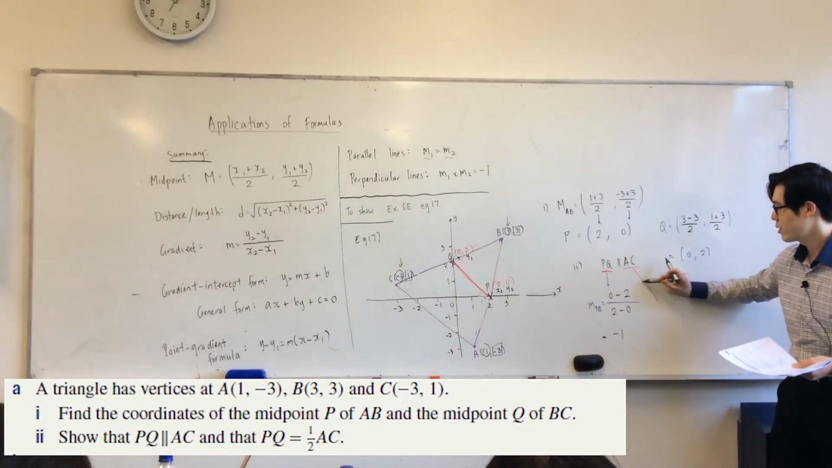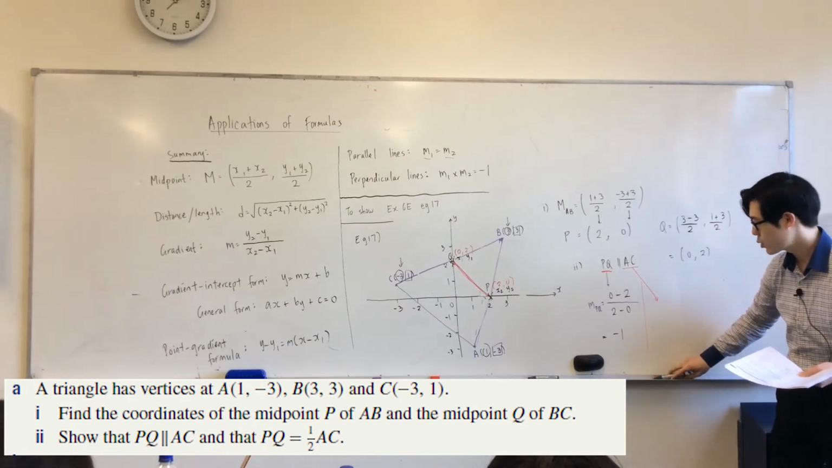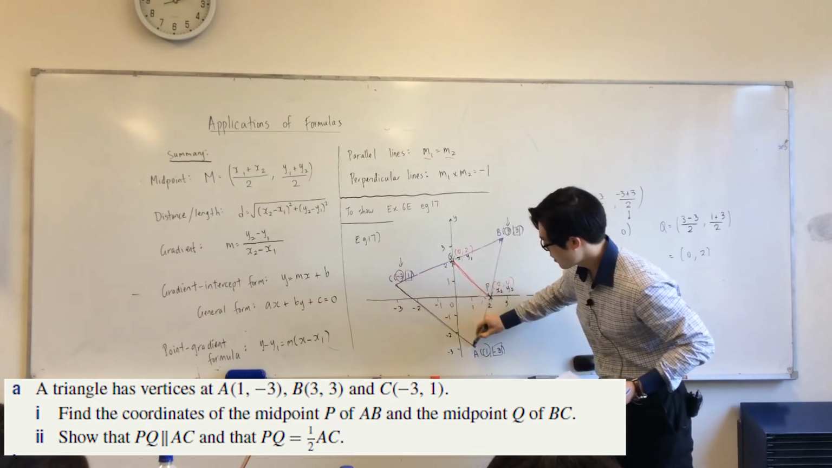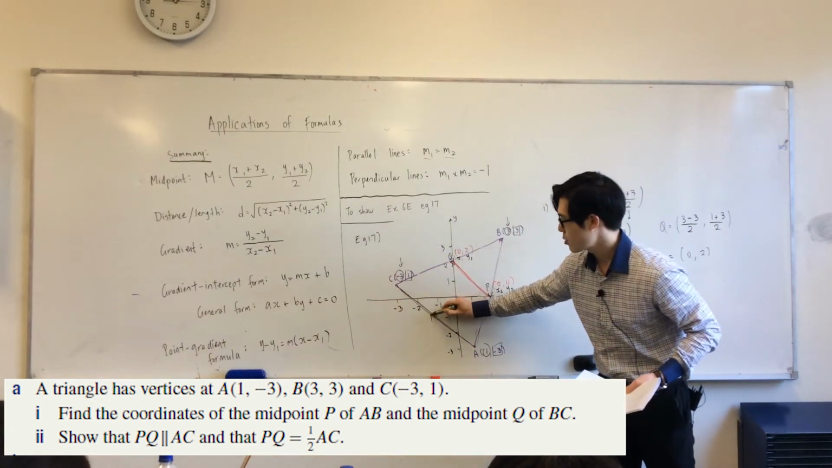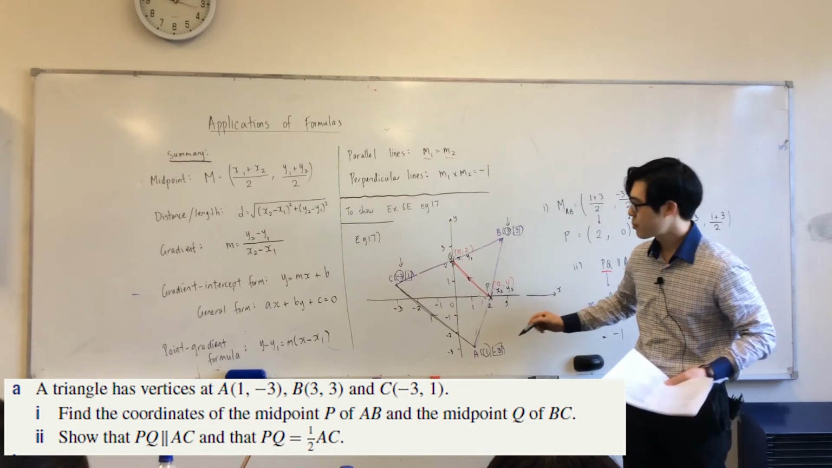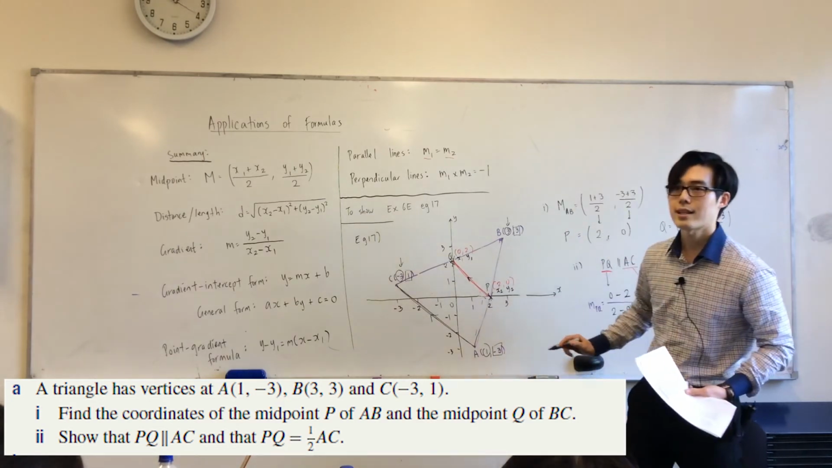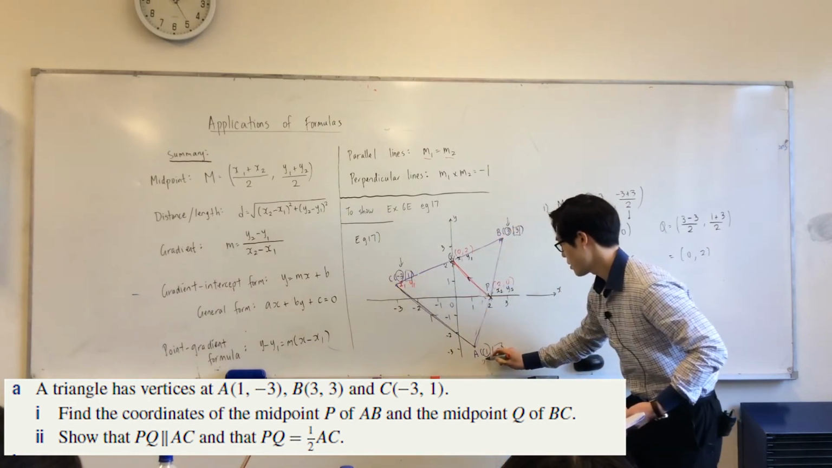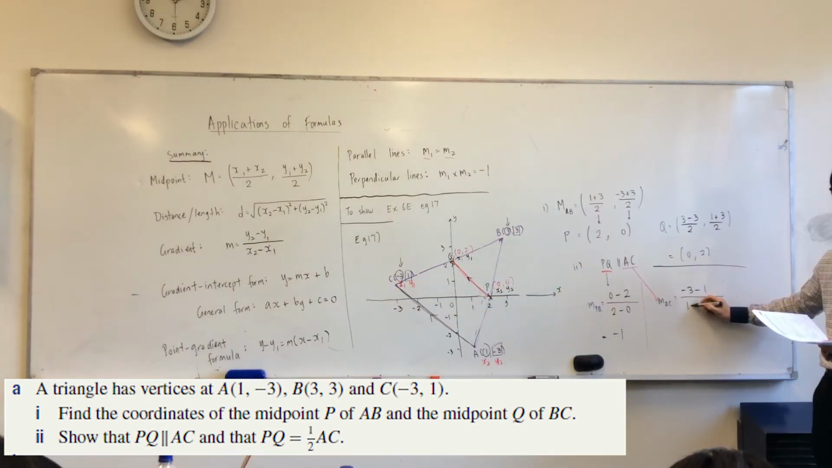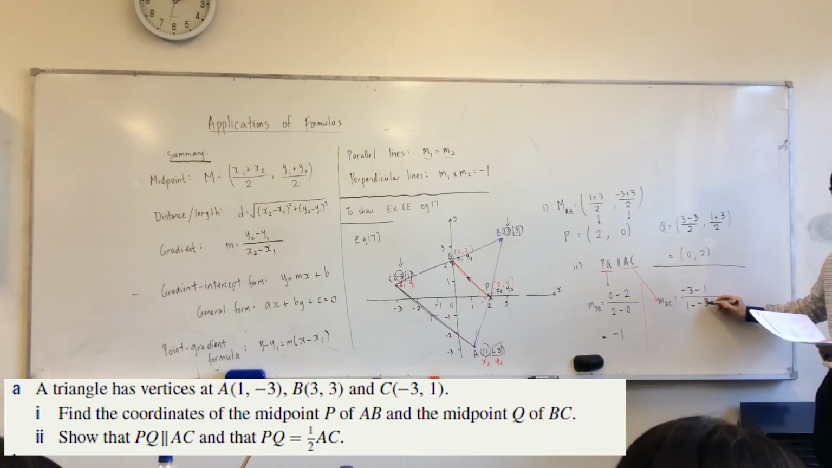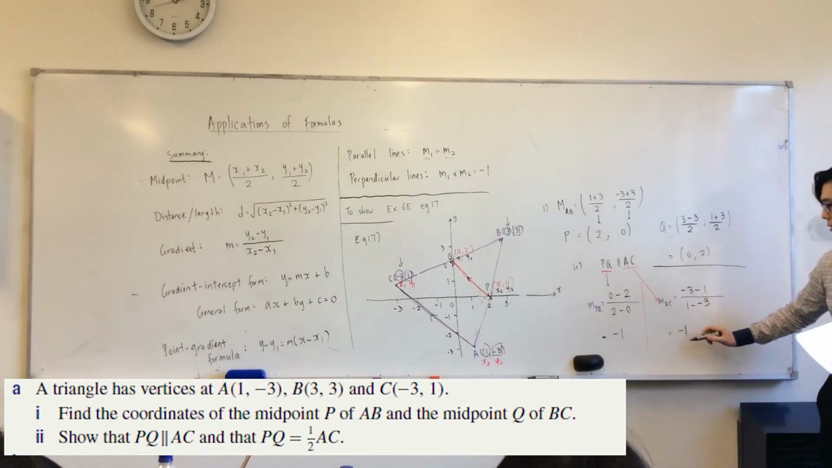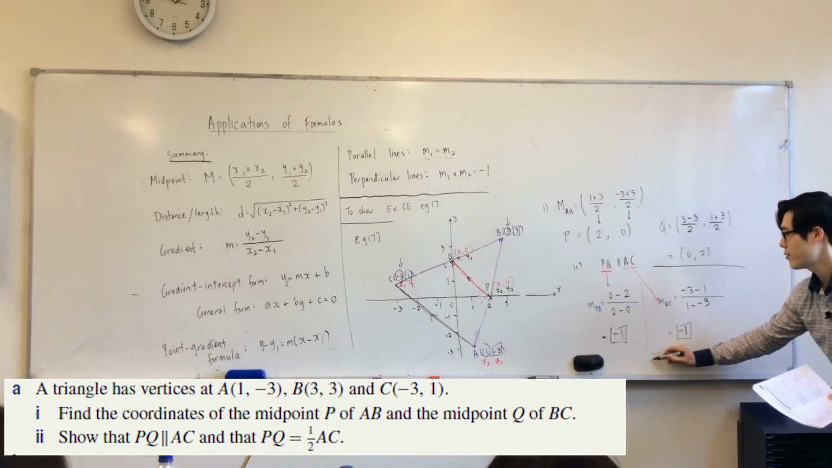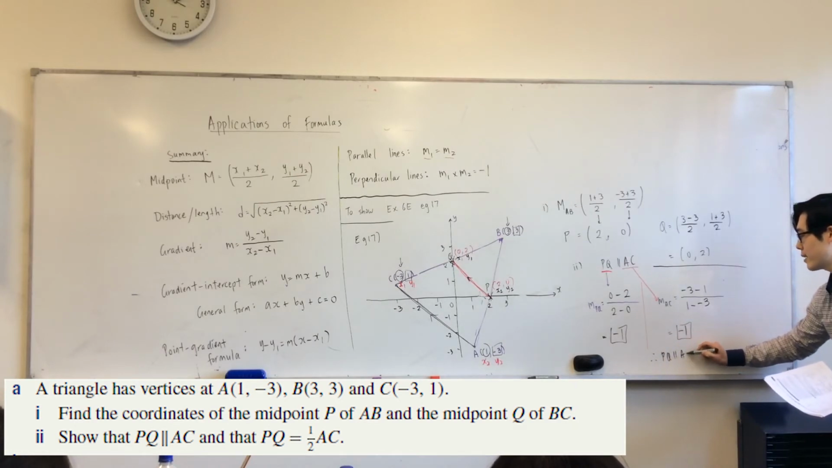Let's find the gradient of AC. So I'm going to join that up in black. Where's AC? All right, that. So girls, can you see by the diagram these two lines are clearly parallel to each other? We're going to prove that. Once again, let's label x1, y1, x2, y2. Stay with me. That's minus 1. So as you can see, because the two gradients are the same, the two lines are parallel to each other. So therefore, PQ is parallel to AC.